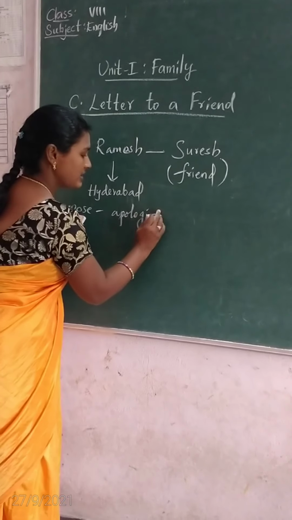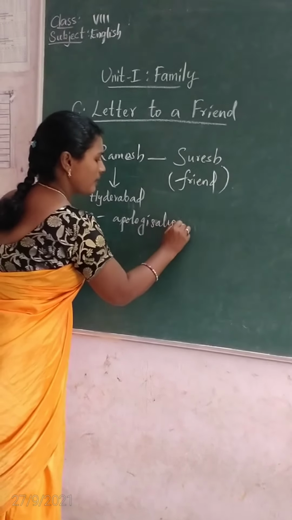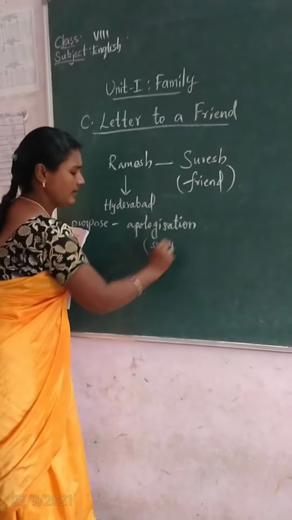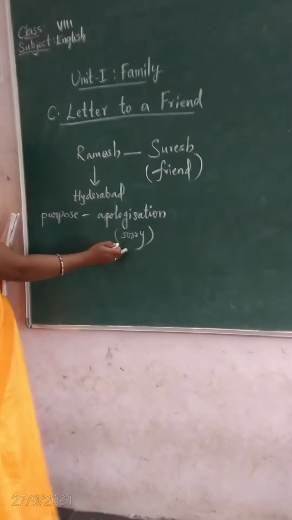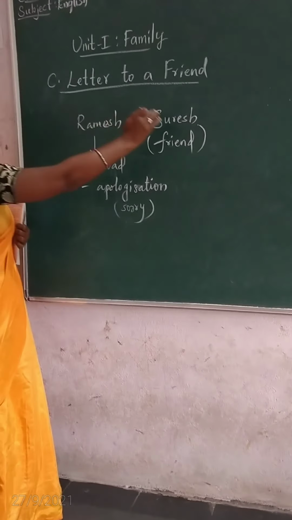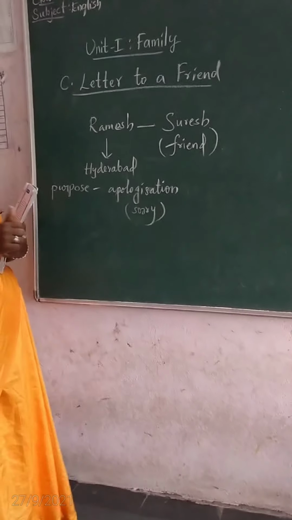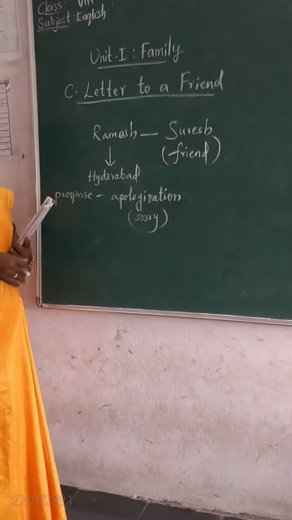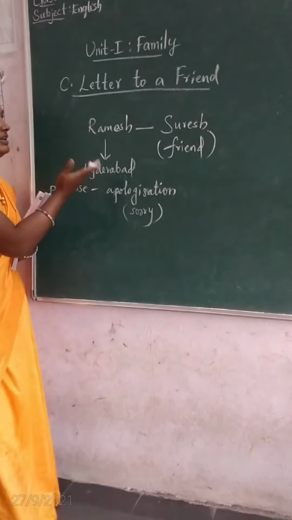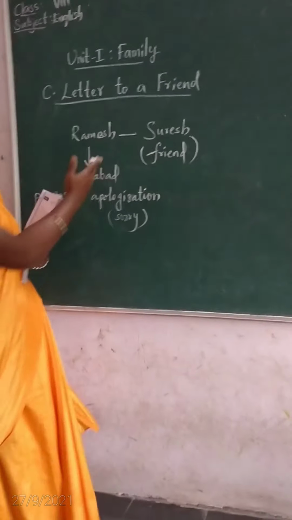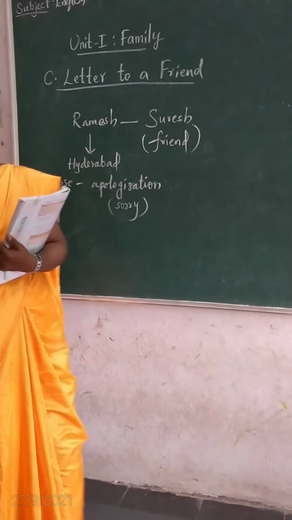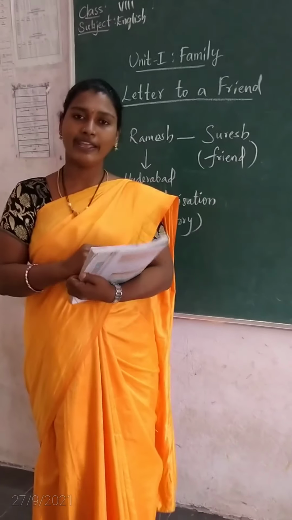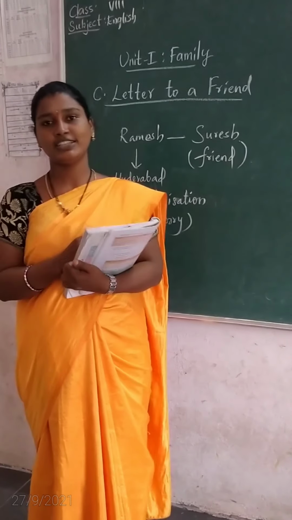Apologies. Apologization means simply we can take it as saying sorry. Who is saying sorry? Ramesh is saying sorry to Suresh. Why? Because he could not meet Suresh when Suresh came to Hyderabad. Right? Now in the body of the letter, Ramesh is remembering, recapitulating his past childhood days, how he enjoyed his childhood.